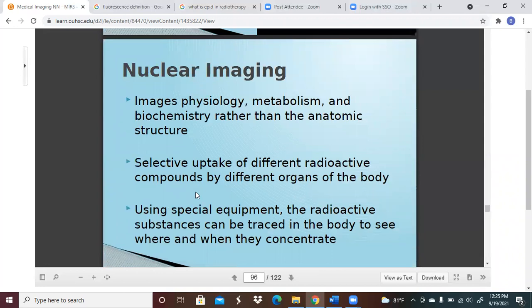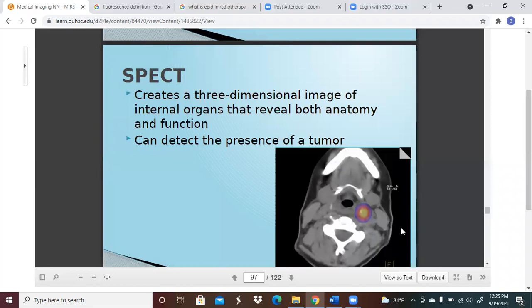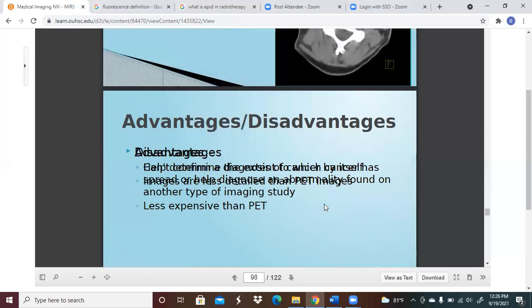Nuclear imaging. You've got images of physiology and metabolism and biochemistry rather than just the anatomy. You've got selective uptake of different radioactive compounds that are used by different organs in the body. And it uses special equipment. The radioactive substances can be traced in the body to see where and when they concentrate. So SPECT, you create three-dimensional images of internal organs that reveal both anatomy and function, and can detect the presence of a tumor. So you may have something going on. It's used quite a bit in head and necks.